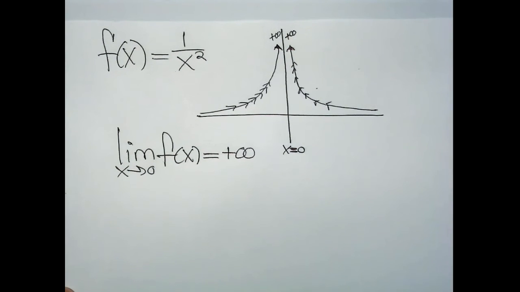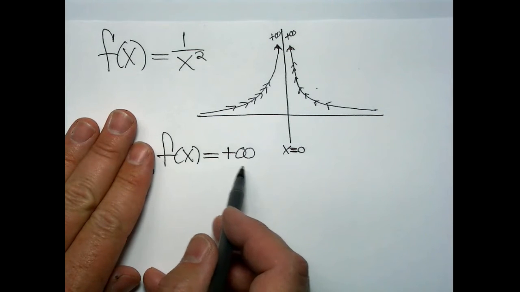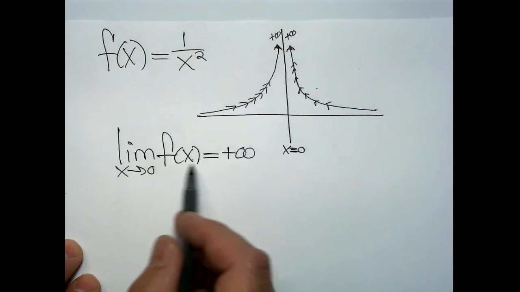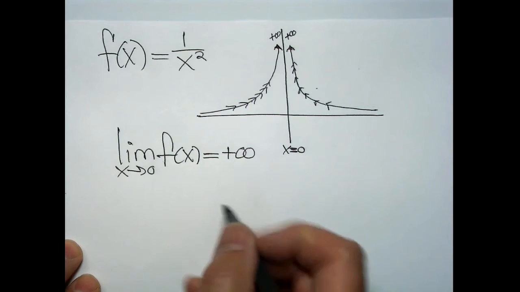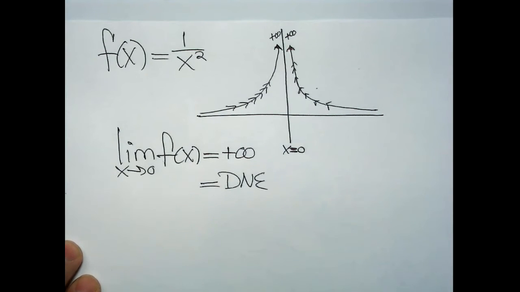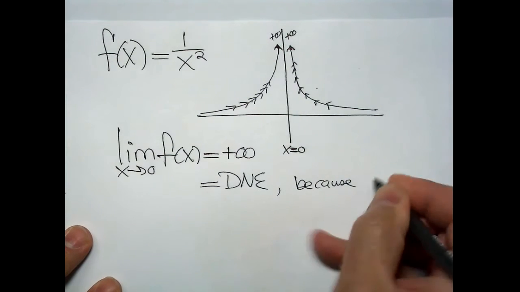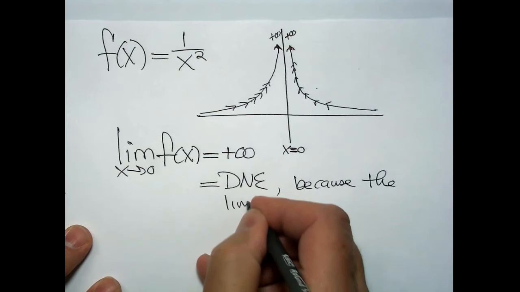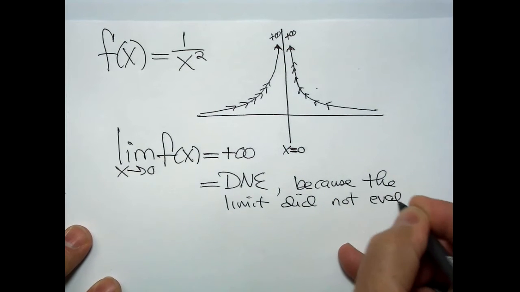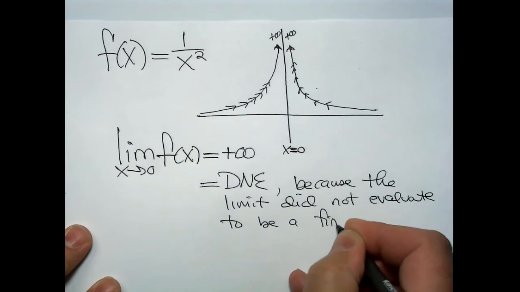and we're in agreement. Now, just as functions would never be called infinity, we would never evaluate them to infinity, we say they're undefined. Limits, also, we don't leave this positive infinity here. We would say that the limit does not exist, and it's not because there's no agreement. It's because the limit did not evaluate to be a finite value.